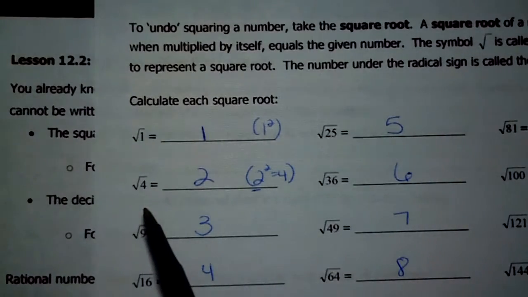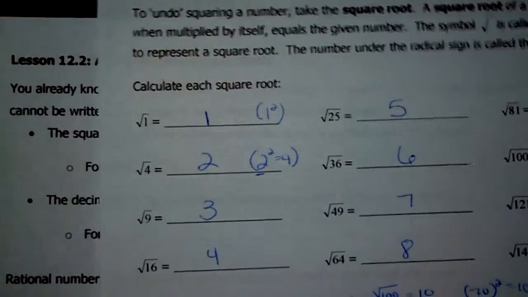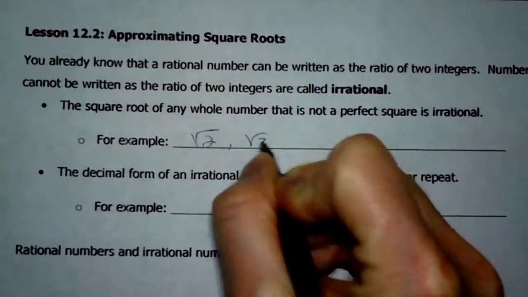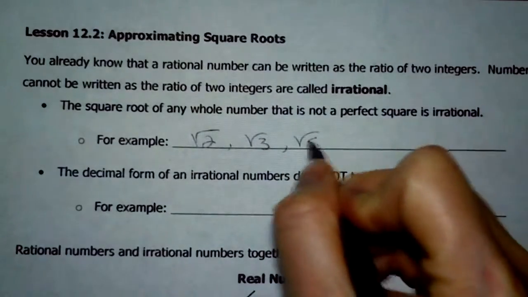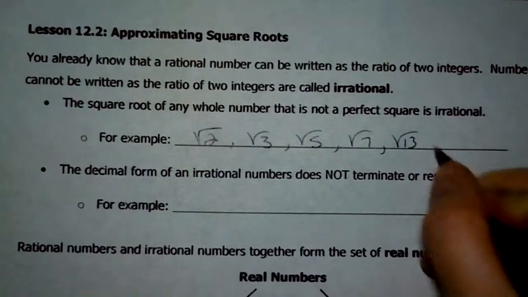Those aren't perfect squares. I could do them and I could estimate and I could round them, but they're not perfect. Same thing here. 10, 11, 12, 13, 14, 15, all of those values in between, when you take the square root of them, you can't get an integer for your square root. You can't get a positive or negative whole number, so it's not perfect. That would make those irrational. So an example for us to write in the line here would be the square root of 2, the square root of 3, the square root of 5, the square root of 7, the square root of 13, and it goes on and on and on.